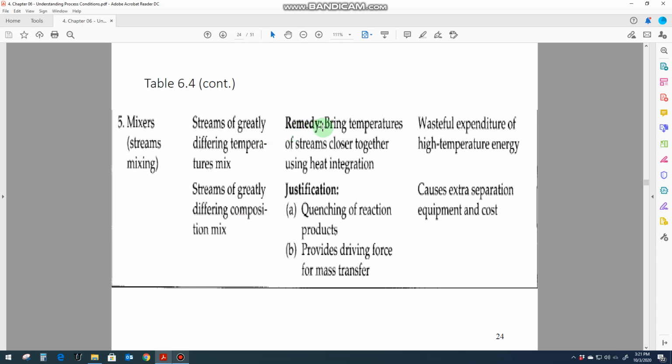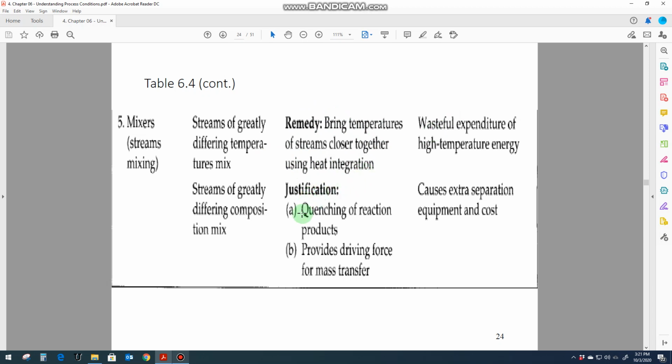Now what could be the solution? Bring the temperature of the streams closer together using heat integration. Whenever we want to mix two process streams, it is recommended that we bring the temperatures of those streams close to each other, so the final stream would have a temperature similar to the inlet streams.